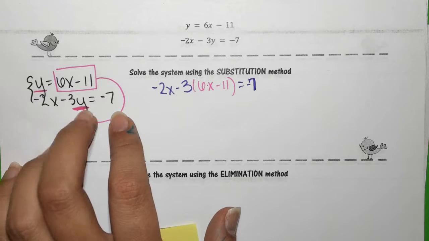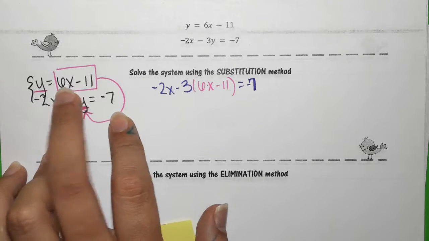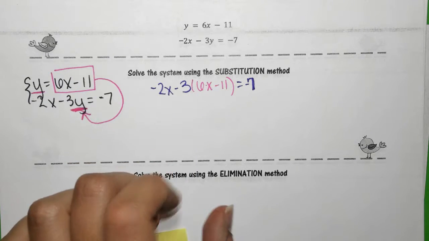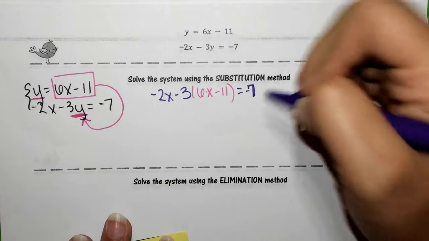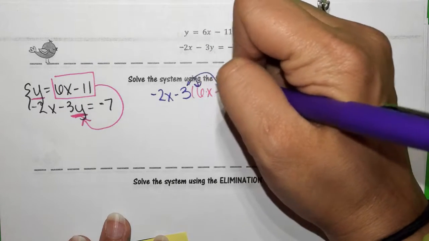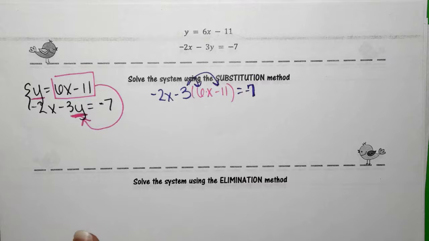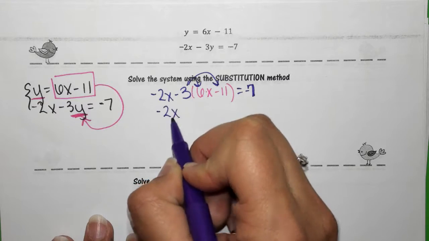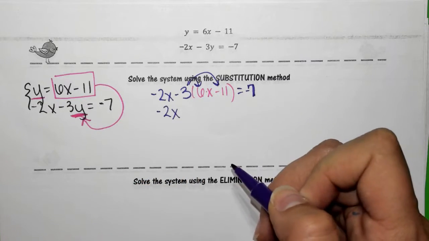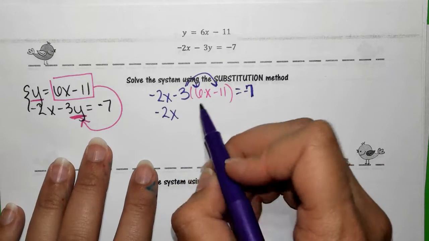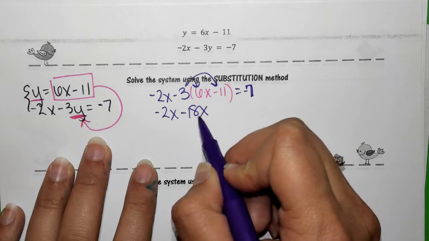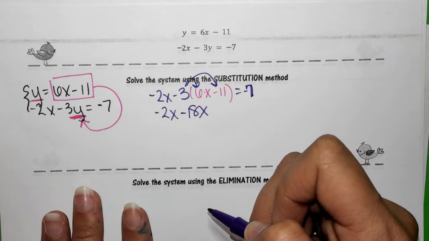Okay. So we're replacing y with what y equals, which is 6x minus 11. Now, how do we get rid of parentheses? Distribute. So let's distribute that 3. Alright, so we have negative 2x. What's negative 3 times 6x? Negative 18x. And what's negative 3 times negative 11?